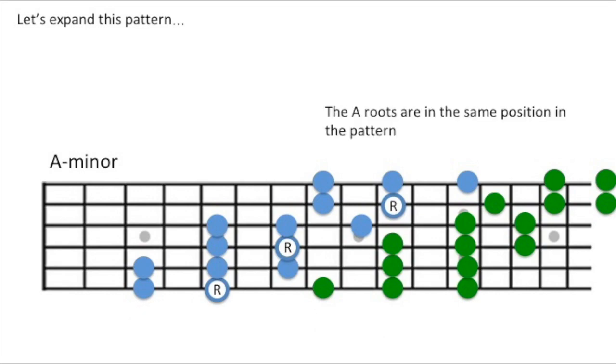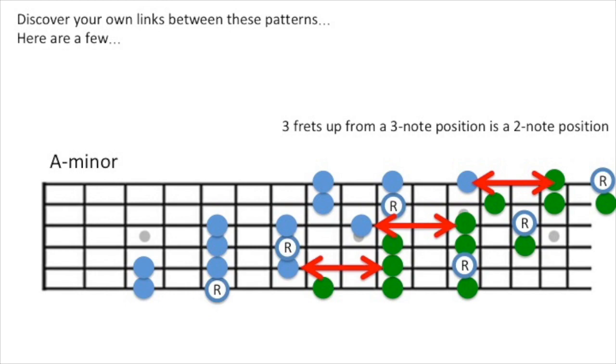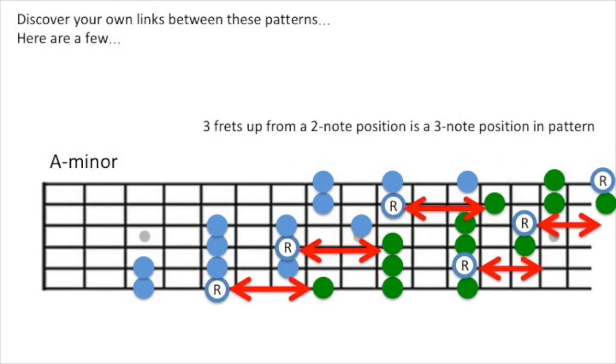Notice where the A roots fall in this pattern. Always at the same position in the pattern. So we can use that to keep track of where all of the roots are. Let's see some other links between these patterns. 3 frets up from a 3-note position is a 2-note position. And 3 frets up from a 2-note position is a 3-note position.